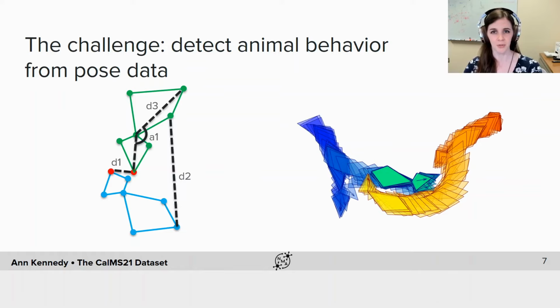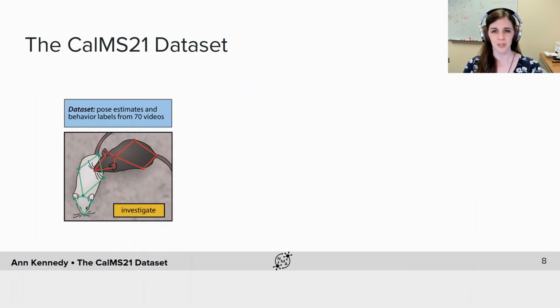The typical way that you want to do this is you take the poses of the animals and you design a set of handcrafted features: angles of joints, distances between pairs of key points, velocities and accelerations, that you think have something to do with the animal's behavior. Then you train a supervised classifier to predict animal behaviors based on these features. In the CALMS21 dataset, we provide a collection of videos and behavior annotations for testing and benchmarking of supervised behavior analysis tools.